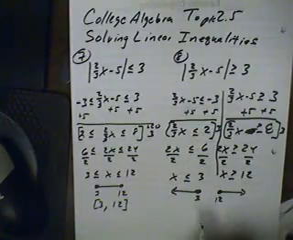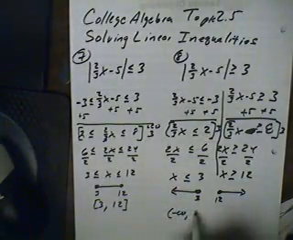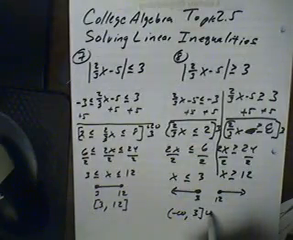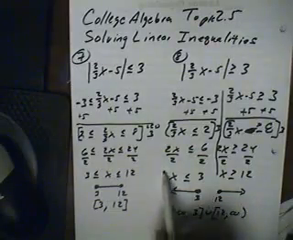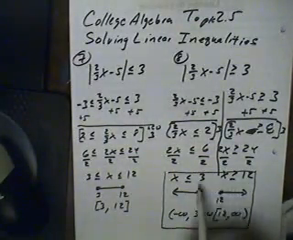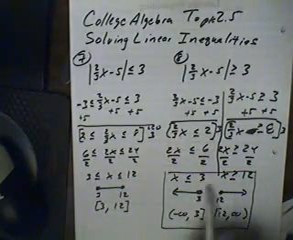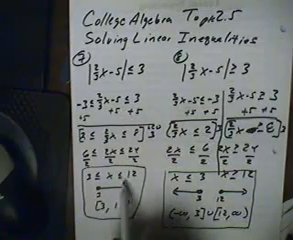Now, the interval notation for this is represented by -infinity to 3, bracket, union, bracket, 12 to positive infinity. So these are the 3 ways that we can actually write this answer. Interval notation, the graphic, and set notation.